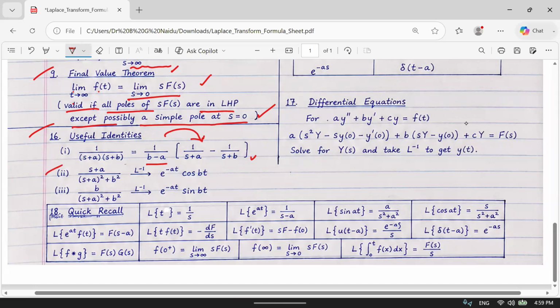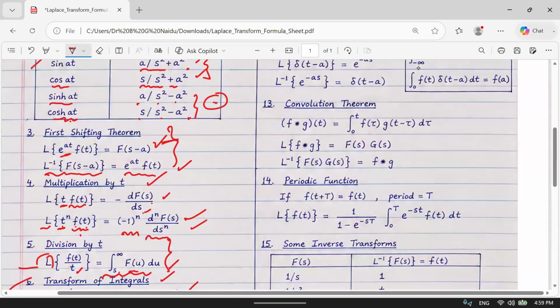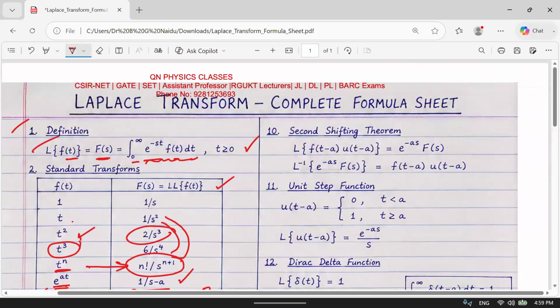Another one is (s plus a) by (s plus a) whole square plus b square. If you want to find the inverse Laplace transform of this, it is e to the power minus at cos bt. Similarly, b by (s plus a) whole square plus b square has inverse Laplace transform e to the power minus at sin bt. And then there are some other important formulas, that is for the second shifting theorem.